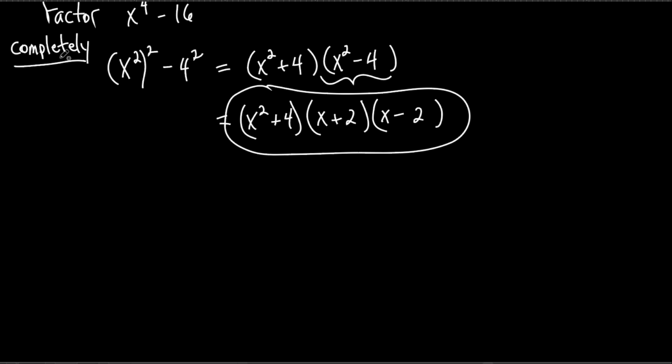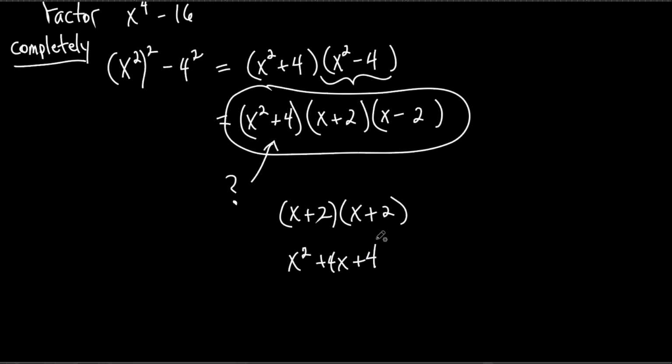Try it. I'm going to put a big question mark here, because you can't. But I'll show you why. It's a good observation, a good guess to say x plus 2 times x plus 2 is x squared plus 4. Is it? Let's do the FOIL on this. X squared plus 2x plus 2x is plus 4x plus 4. So this does not equal this.